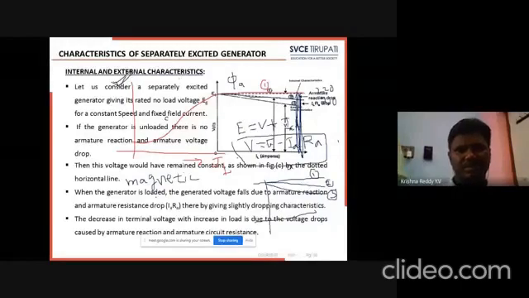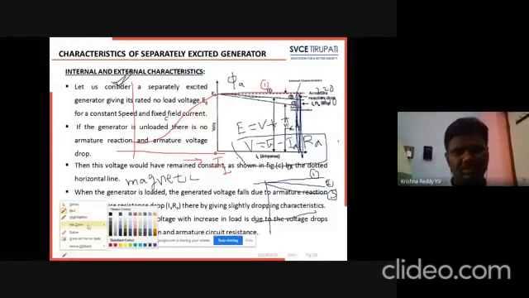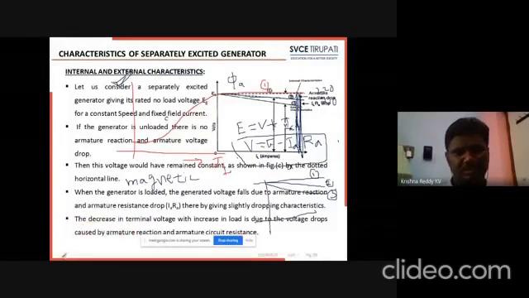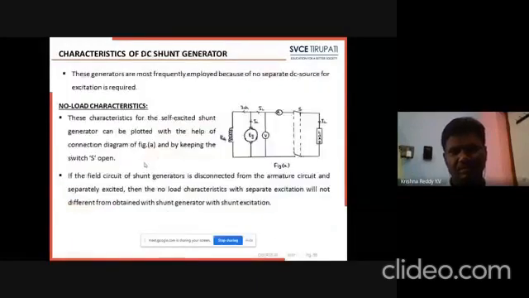Next we have self-excited DC generators. If you have any doubts regarding these characteristics, ask me. Anyone can respond, if you have any doubts regarding the previous characteristics.